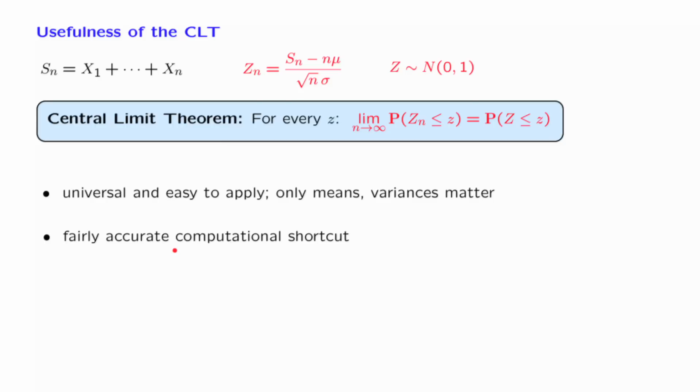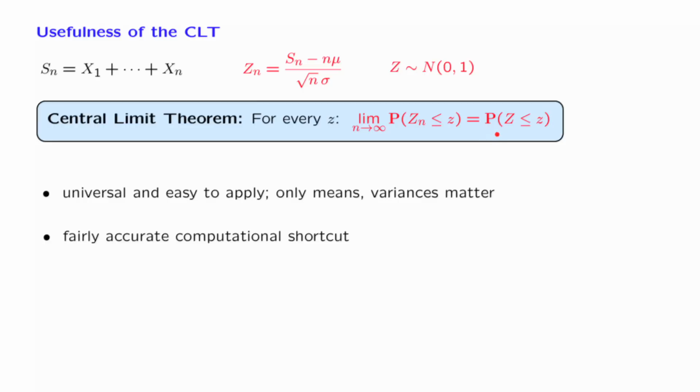And it is also a very nice computational shortcut. Even if we knew in detail the distribution of the x's, in order to calculate the distribution of Sn, we would have to take the distribution of the x's and convolve it with itself n times, something that can be computationally tedious. Whereas the computations that are involved when we use the central limit theorem are very, very simple, as the examples that will be coming up will show to us.